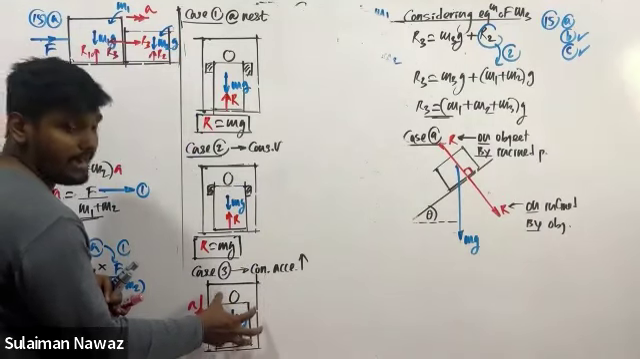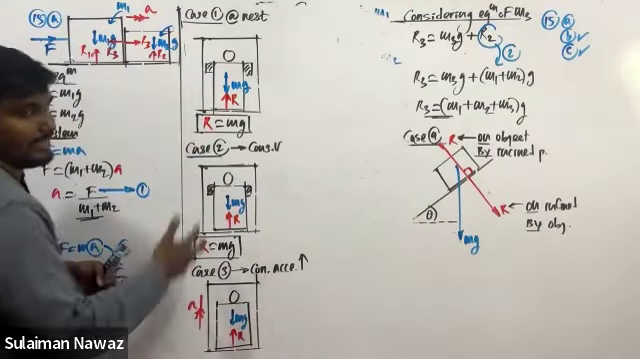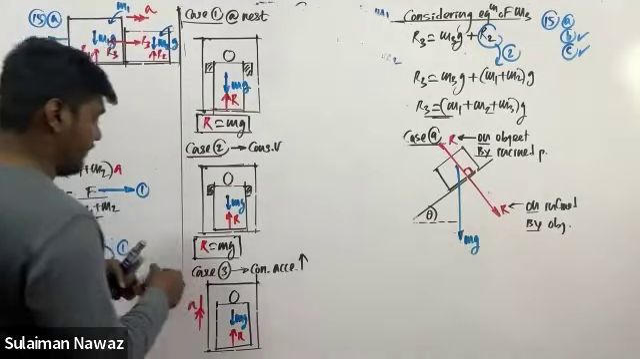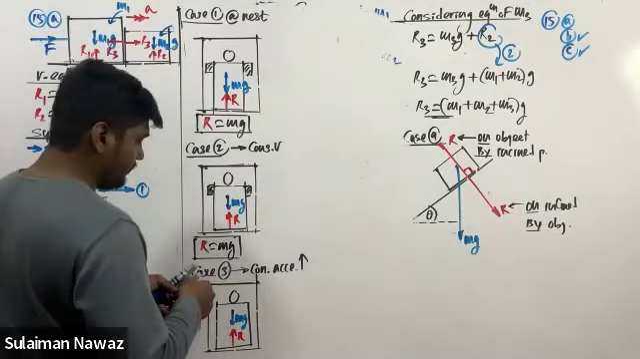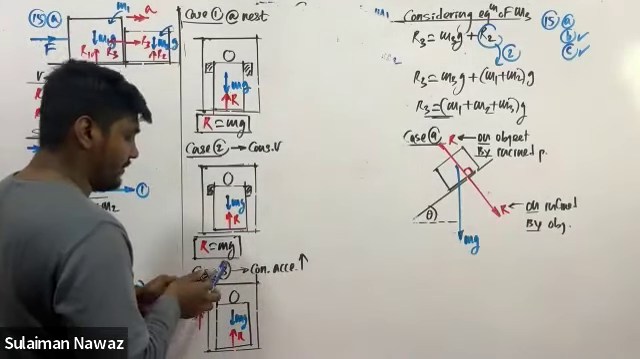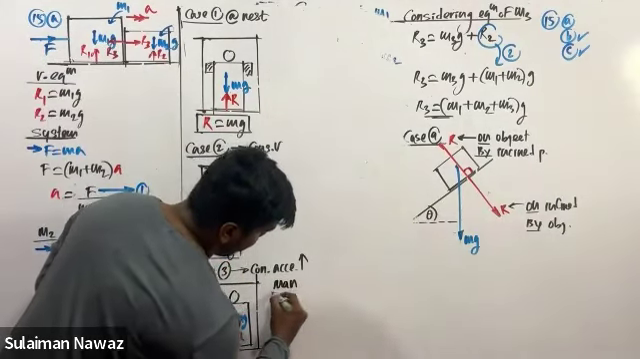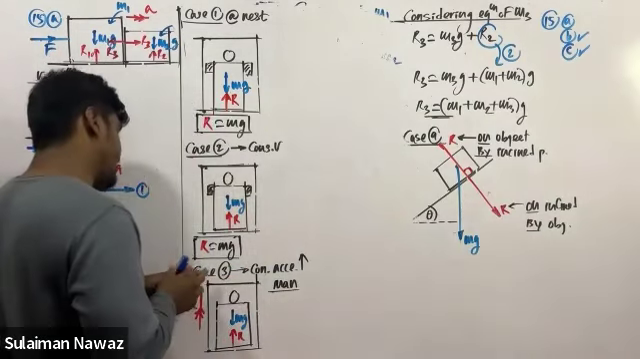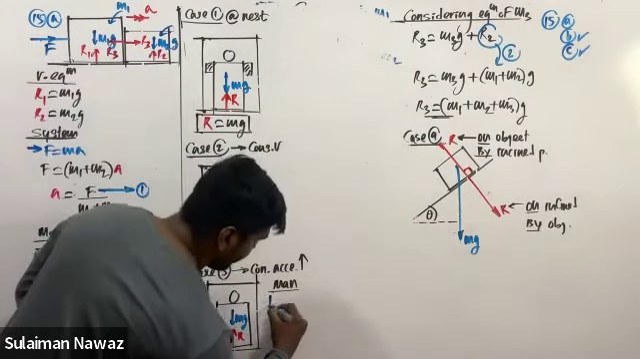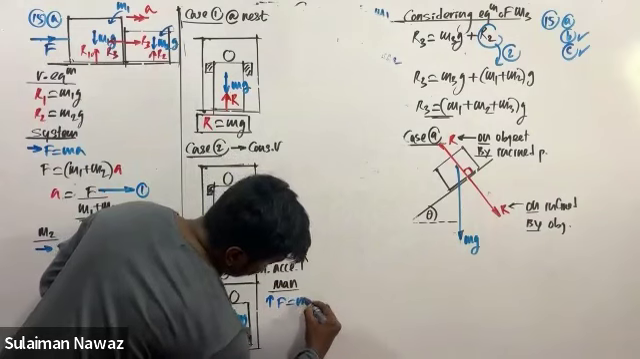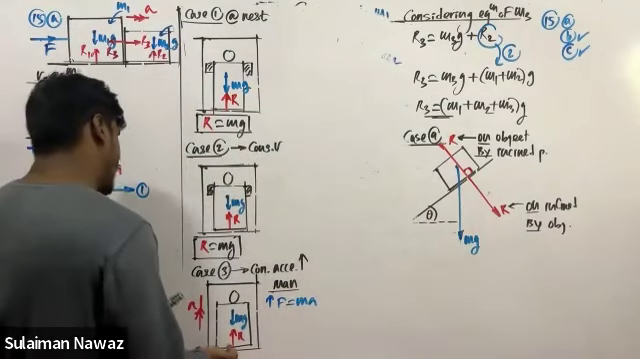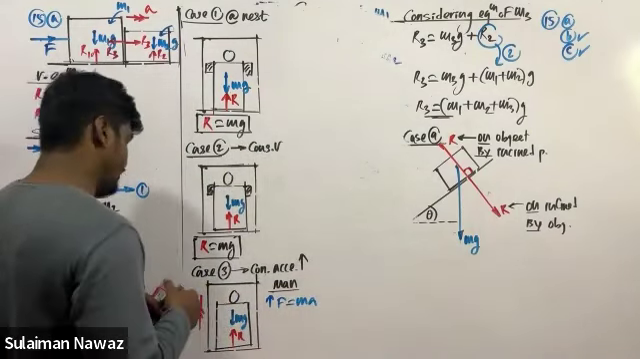Because of that R minus mg, the man is accelerating. So therefore, I can apply F equals ma for the man in the direction of motion upwards. F equals ma, resultant force: R upwards, mg downwards, R minus mg.